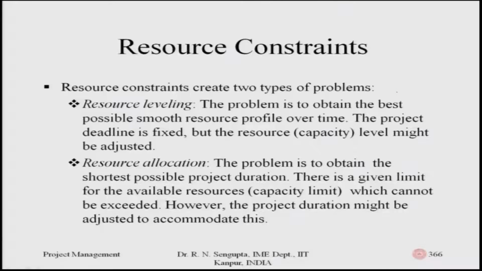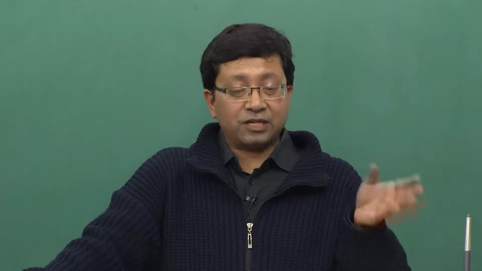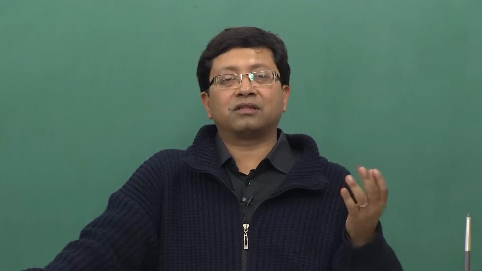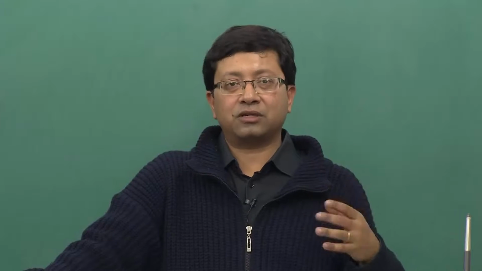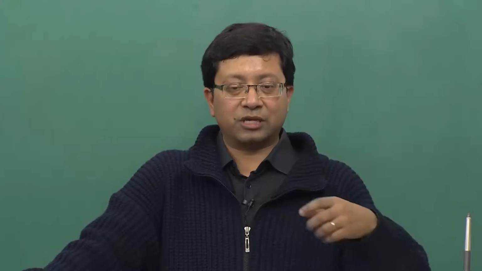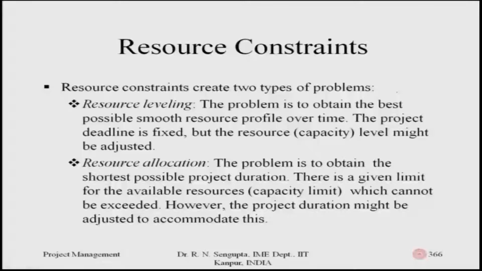So, the problem is to obtain the shortest possible project duration, considering that crashing and such things are possible. There is a given limit for the available resources, because there is a capacity limit. All this work which you are doing to find the critical path does not assume that resources are a constraint, but if you bring that into the picture, then these realities slowly seep in, such that there is a capacity limit which cannot be exceeded. However, the project duration might be adjusted to accommodate this fact.